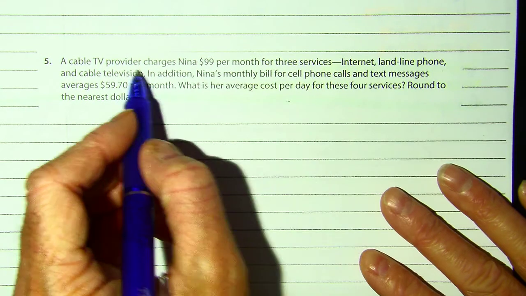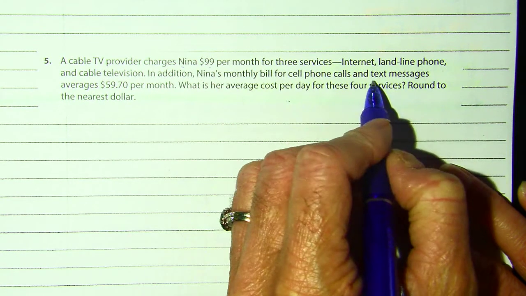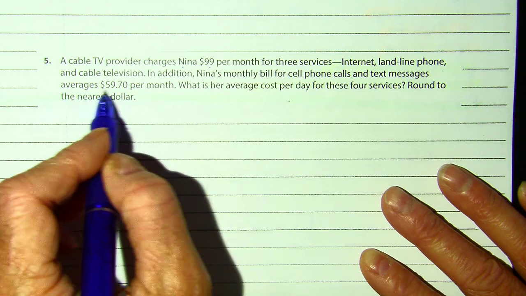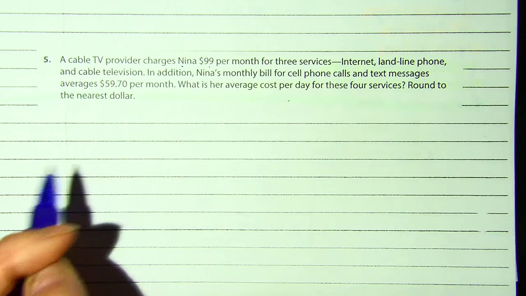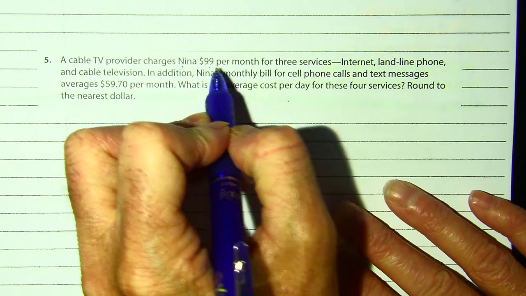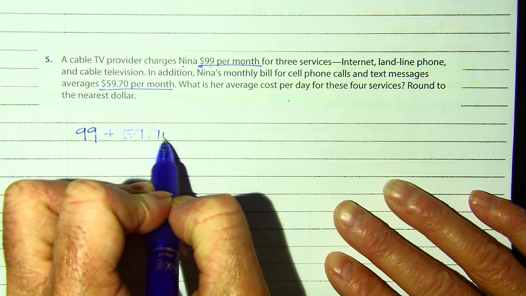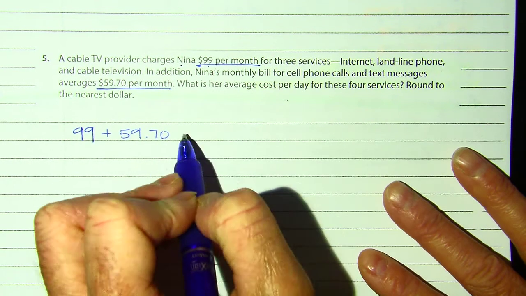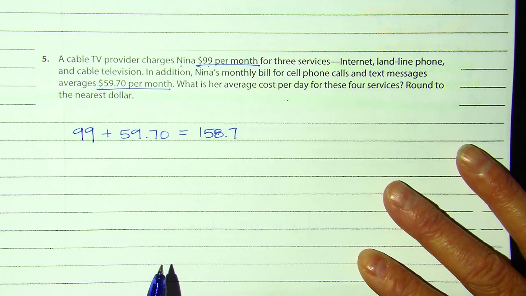A cable TV provider charges Nina $99 per month for the 3 services. In addition, her monthly bill for cell phones and text messages averages $59.70. What is her average cost per day for these 4 services? So she is charged a basic fee of $99, and then she's charged $59.70 for the other 3 charges. And so if I add that up, I get $158.70. And it wants to know the average cost for these 4 services per day.